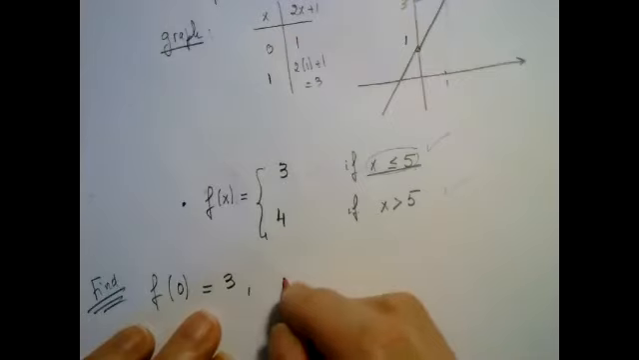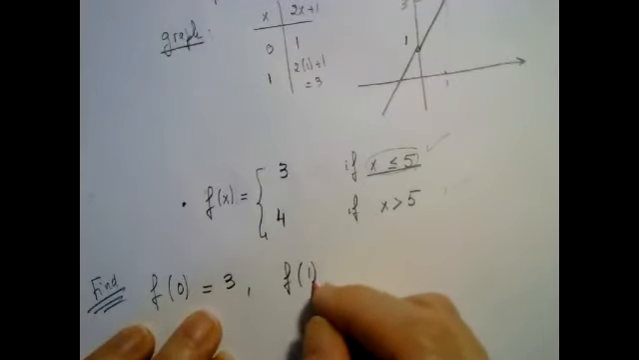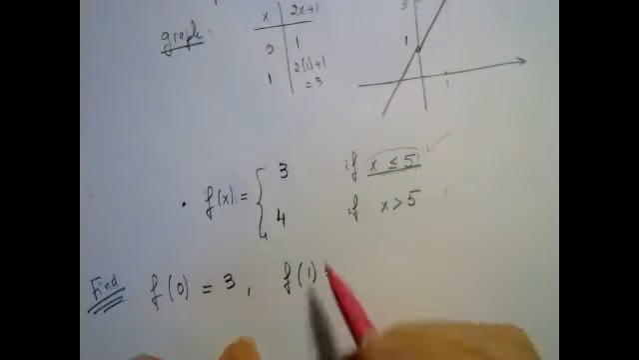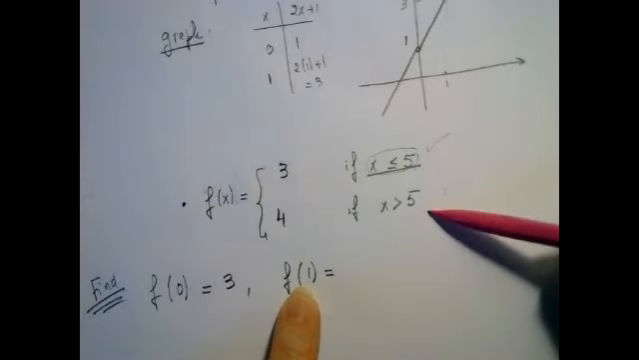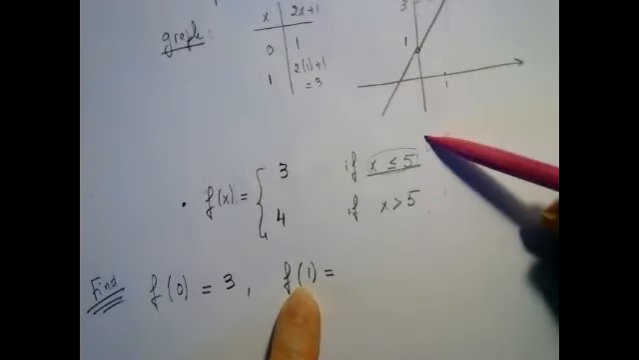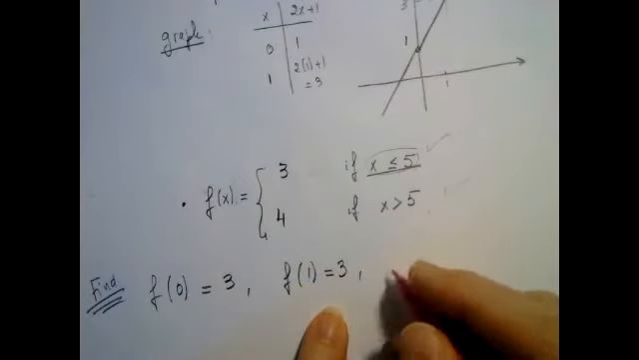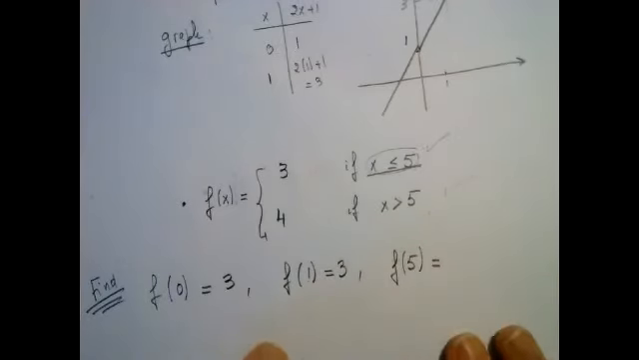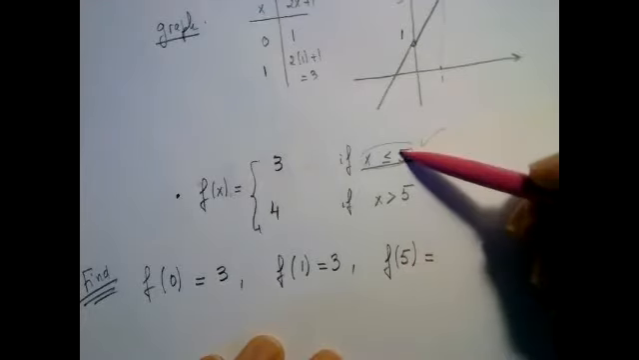So let me pick another one, to see if you got what I want. What is f of 1? Quickly. What do you do first? Your input is 1. You ask yourself which condition my input satisfies. Is it here or here? So it's equal to 3. All right. What is f of 5? Quickly on the chat. Again, 3, because 5 satisfies this condition.